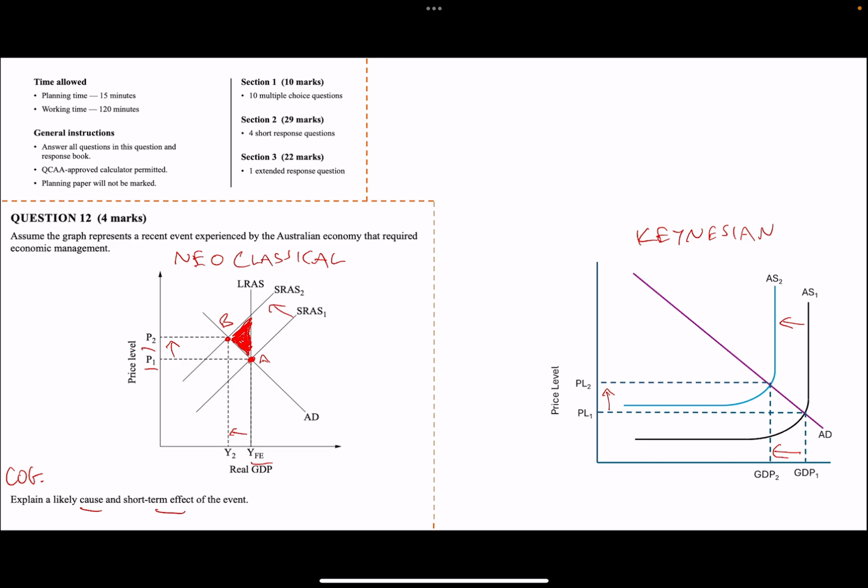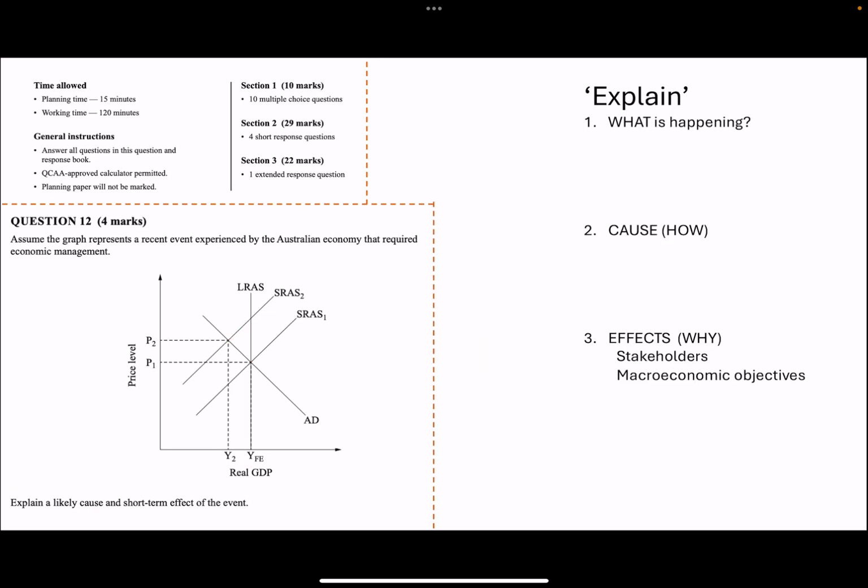The key thing to note here, everyone, is that you should make sure that you're comfortable with both models of aggregate demand and supply. If not, spend some time with your teacher breaking them down. History tells us that the QCAA tends to use this one, but textbooks tend to use the Keynesian. So this is a real challenge for us. Let's break down the question.